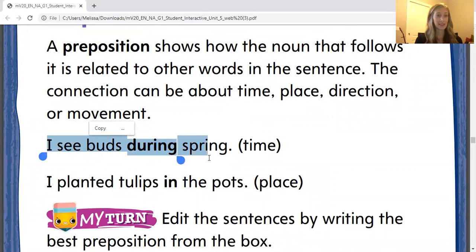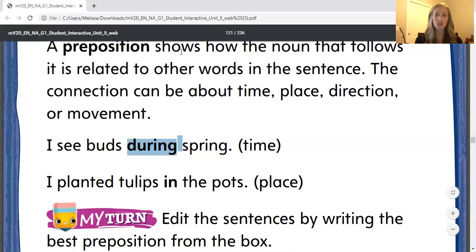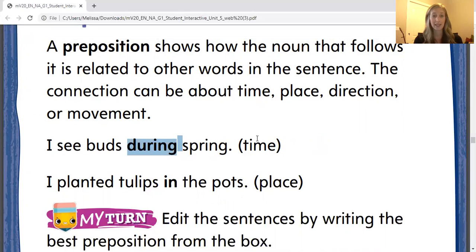The first example reads, I see buds during spring. So during is in bold because that's the preposition. The preposition is during, and it tells me the time. So remember, it says a preposition shows how the noun that follows it is related to other words in the sentence. So the noun that follows during is spring. I see buds during spring. And it's telling me the time. During is telling me when you see the buds. If I just said I see buds, I could ask when. You would say during spring. So we need that preposition during to tell us the time.